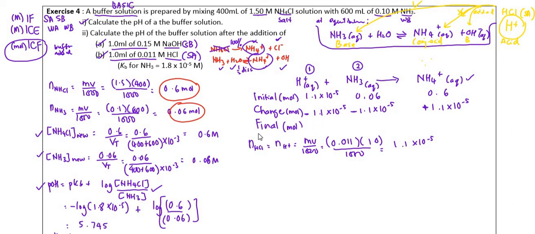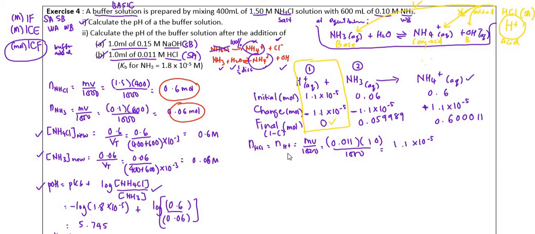So after that, to get the final, it is I minus C. Initial minus change. So this one will be zero. 1.1 minus 1.1 gives zero. For this one, you press the calculator 0.06 minus 1.1, you'll get 0.059989. For this one, you press the calculator 0.6 plus 1.1 exponent negative 5, you'll get 0.60011. Okay, we check back, is this the limiting reactant? Yes, H+. Normally, what we edit is the limiting reactant and its final value must be zero. The value for the one we add, whether it is strong acid or strong base.